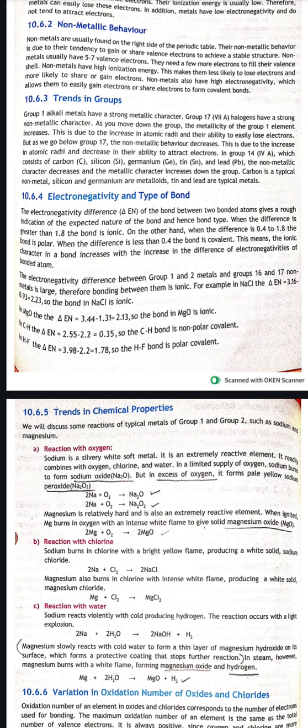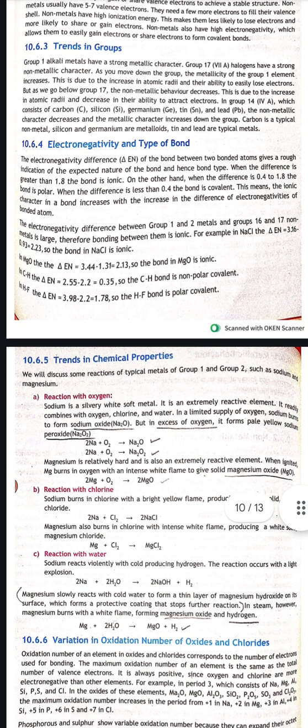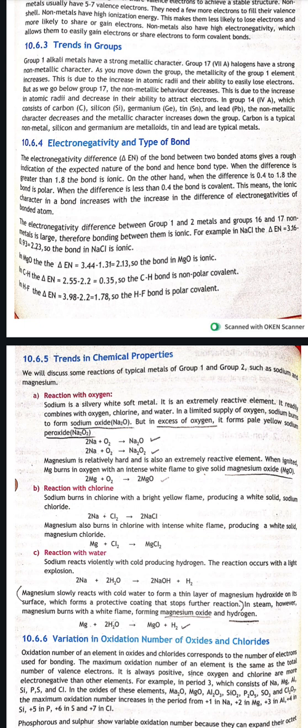Trends in groups. Group 1 alkali metals have a strong metallic character. Group 17 halogens have a strong non-metallic character. As you move down the group, the metallicity of the group 1 elements increases. This is due to the increase in the atomic radii, so the electrons are easier to remove. When the atomic radius is high, the size of the atom is large, so it is easier to remove the loosely bound valence electrons. But as we go down group 17, non-metallic behavior decreases. This is due to the increase in atomic radii and decrease in their ability to attract electrons.